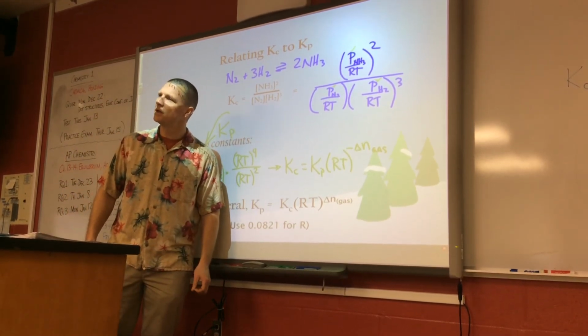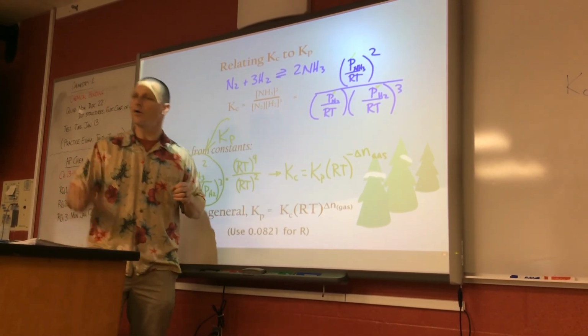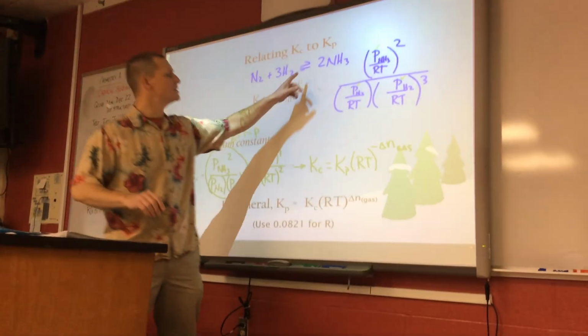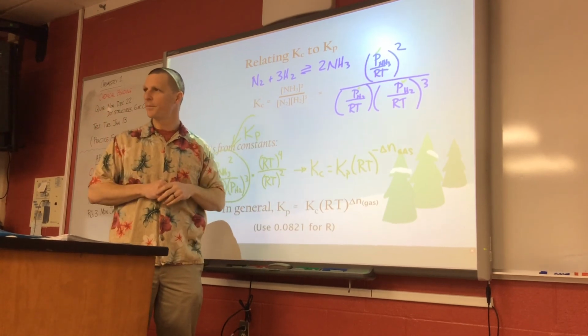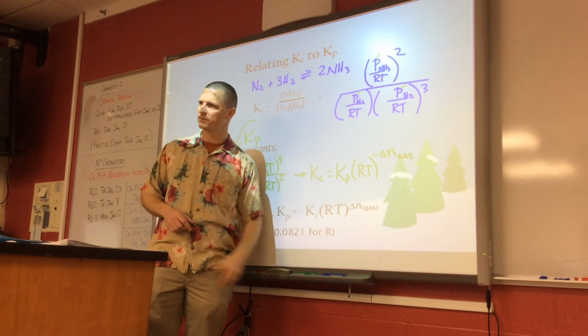What is delta N? It's the difference in the coefficients, the change in the number of moles of gas. So we have 2 moles of gas minus 4 moles of gas. That's what goes there.